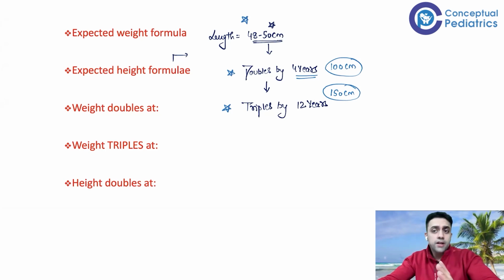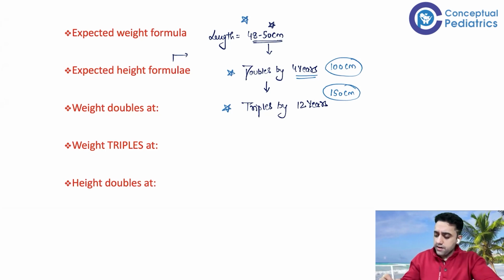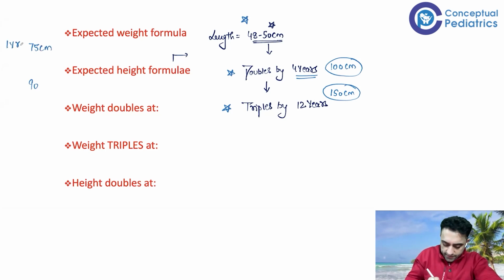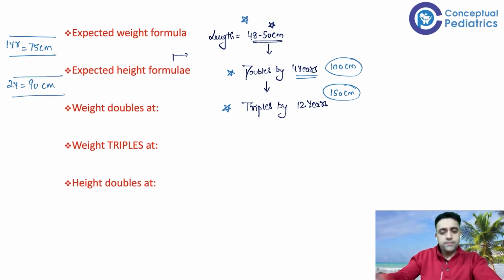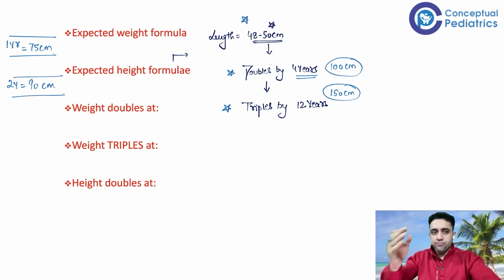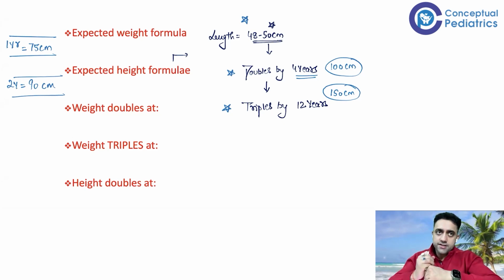Next important point, after 50, 100 and 150, two more numbers to remember: 75 and 90. A 1-year-old is 75 centimeter and a 2-year-old is 90 centimeter. In the INICET paper also they asked this question. So 50, then 75, then 90, then 100, then 150. I'll repeat for the last time: a newborn is 50 centimeter, 1 year old is 75, 2 year old is 90, 4 year old is 100, and 12-year-old is 150 centimeter.